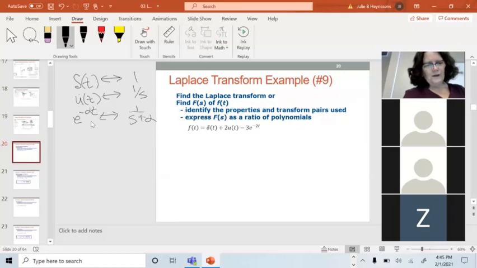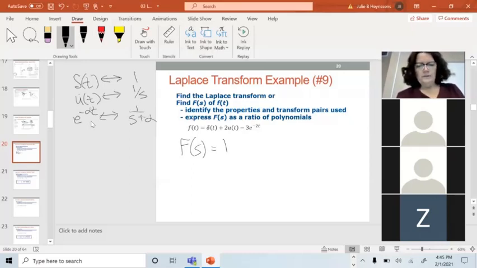This was a negative sign here. It becomes a positive in the transform. Okay. So I want to take the Laplace transform of these 3 things added together. I'm going to use linearity. F of s: the transform of delta of t is 1. The transform of u of t is 1 over s, so that would be 2 over s. Minus 3, and this is e to the minus at, which becomes 1 over s plus a, so over s plus 2.